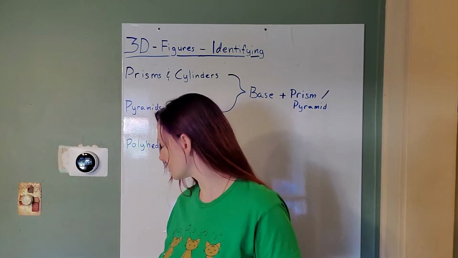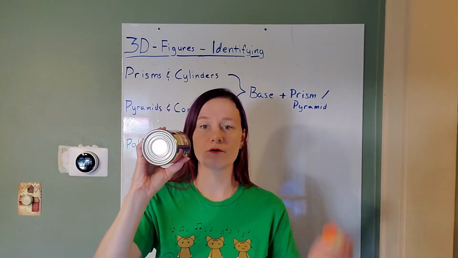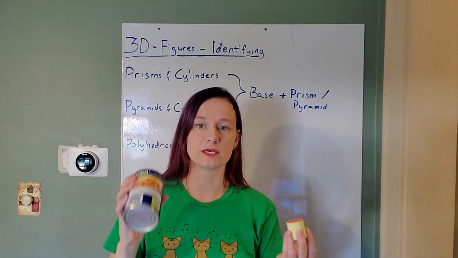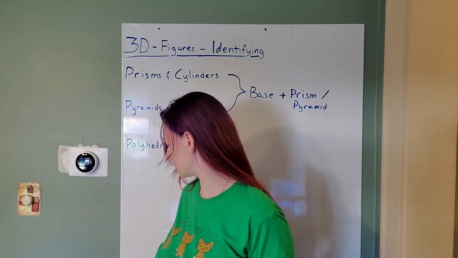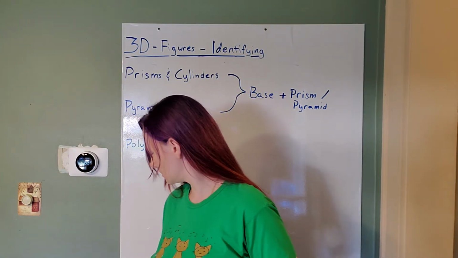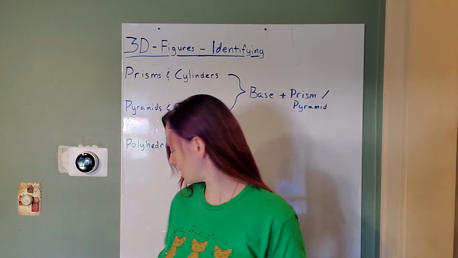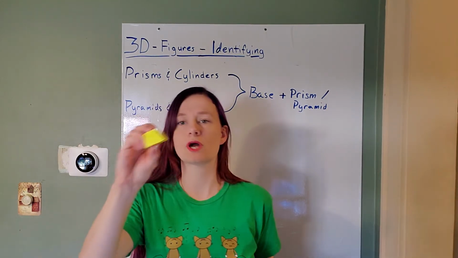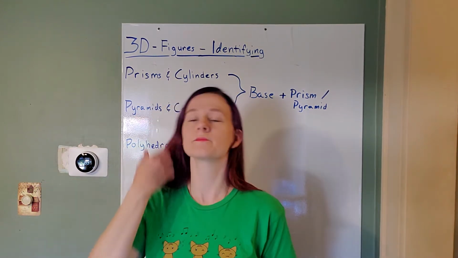So for a cylinder, your base is a circle. For a prism, your base is any kind of polygon. So this one is an octagonal prism because it has an octagon for its base. This is a triangular prism. This is a rhombic prism because I have a rhombus for my base. Trapezoidal prism, I have a whole little connection for my daughter's little shape sorter.